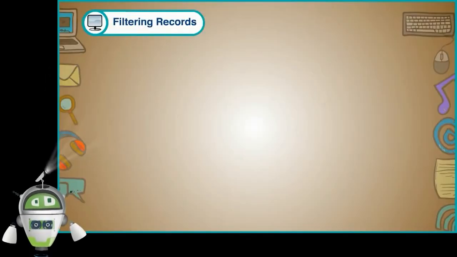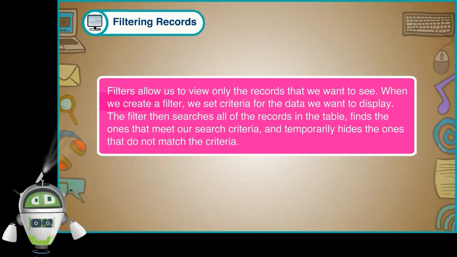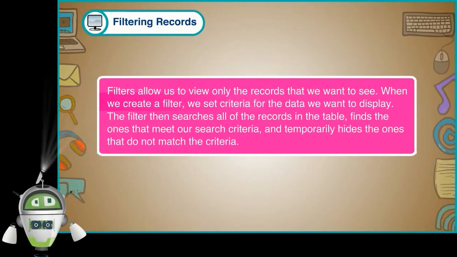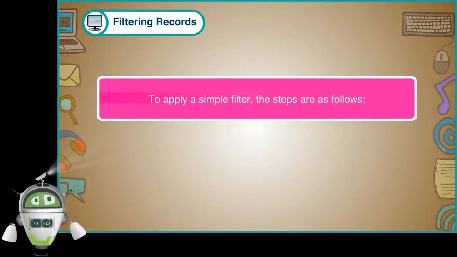Filtering records. Filters allow us to view only the records that we want to see. When we create a filter, we set criteria for the data we want to display. The filter then searches all of the records in the table, finds the ones that meet our search criteria, and temporarily hides the ones that do not match the criteria. To apply a simple filter, the steps are as follows.